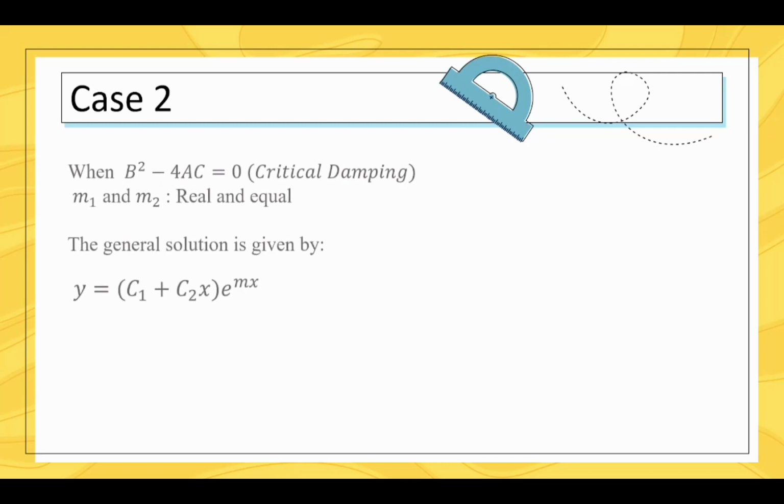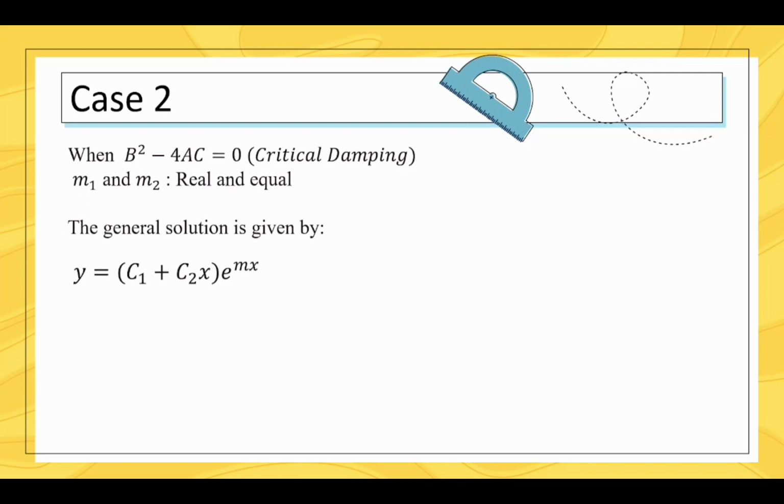Next, we have case 2. It is when b squared minus 4ac equals 0, and this case is for critical damping. This phenomenon occurs when the roots m1 and m2 are real and equal. The general solution formed due to this condition is y equals (c1 plus c2 times x) times e to the power of mx. Attached below are the types of graphs that represent the equation of the general solution above.